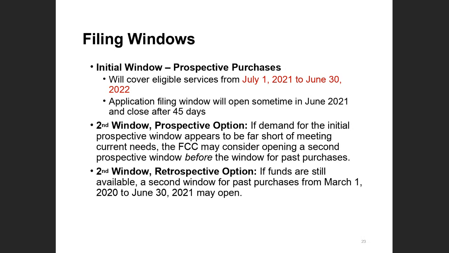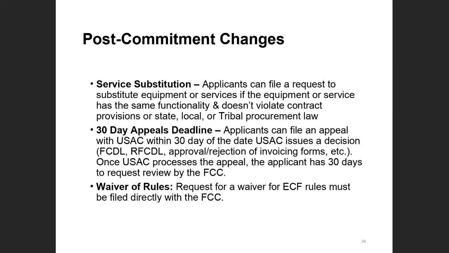Excellent. All right, so moving on. There are a few things you can do after receiving a commitment to make some changes. It is possible to request a service substitution. So let's say that you originally had an agreement to buy some hotspots from one vendor, and then the vendor's just not able to deliver on that. You could switch to another vendor, and then request that service substitution to correct the information on your application. Just keep in mind that it needs to be the same functionality.